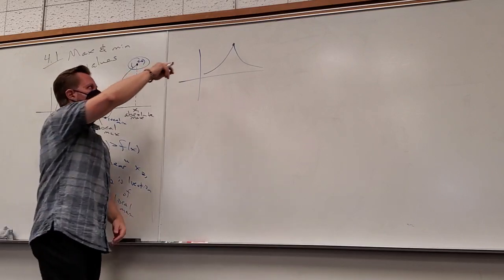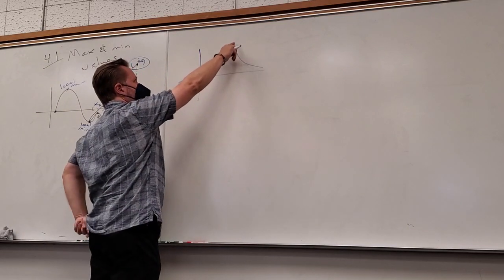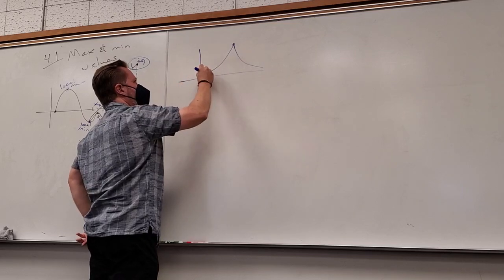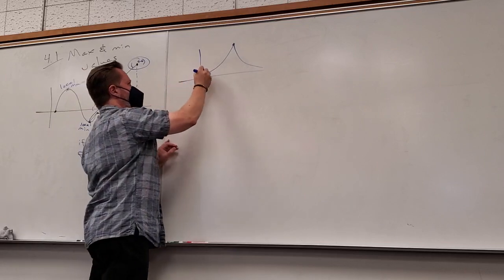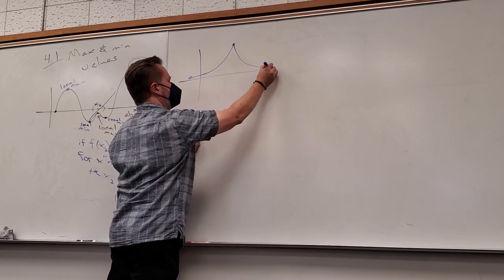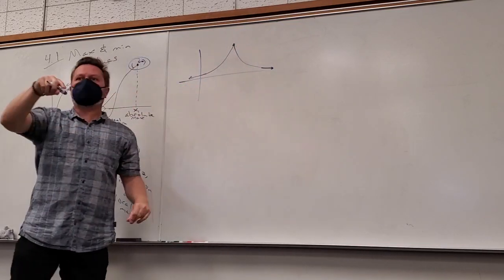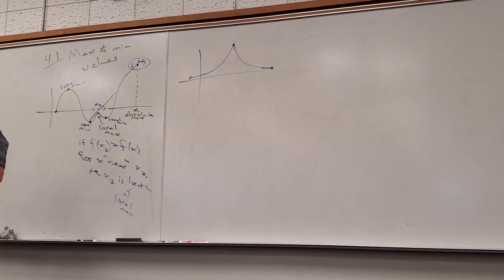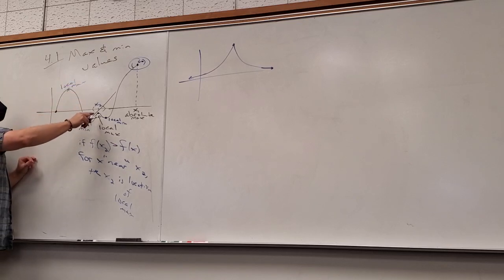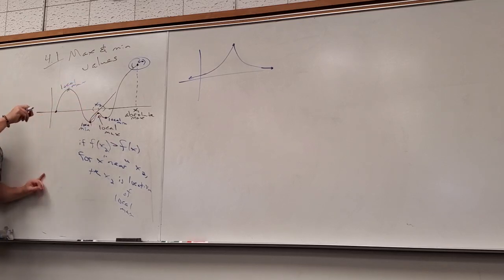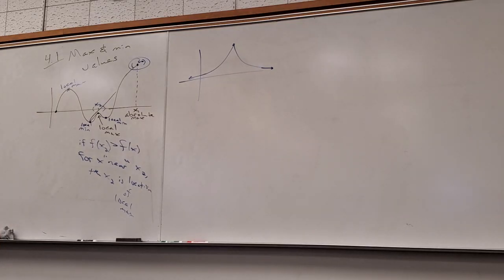But would you call this a local max? Yeah. And an absolute max, especially if these keep going like this. So this would still be the location of a local max and an absolute max. Now, real quick, what is true about every single local max or min? What is true about them in terms of calculus?